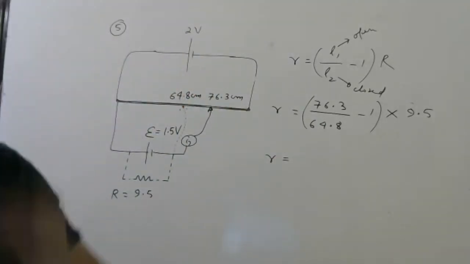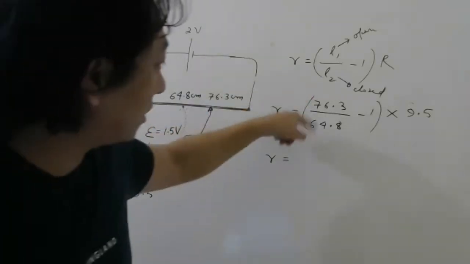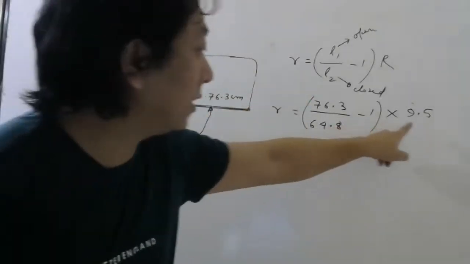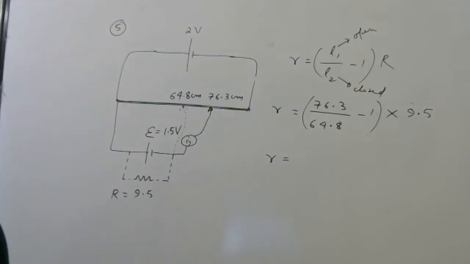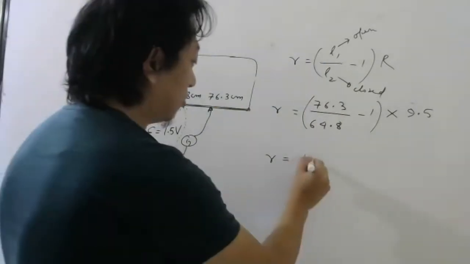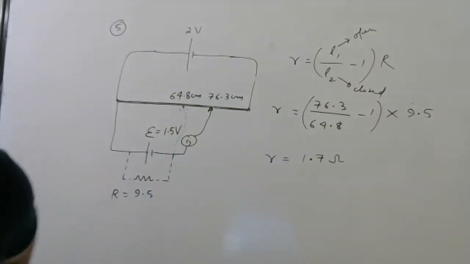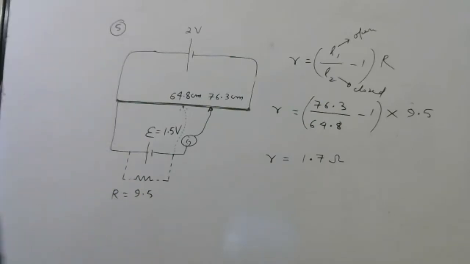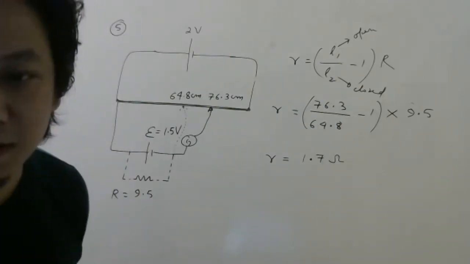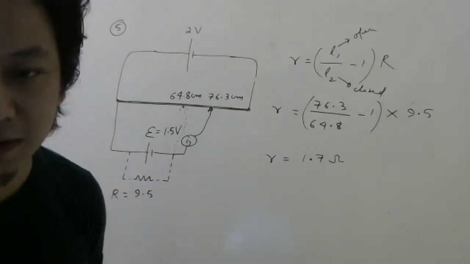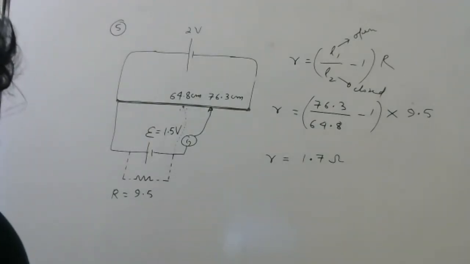Okay, how much will it be? Divide these two first, subtract 1, then multiply with 9.5. If you get the right answer, you should get 1.7. Check once. 1.0615. Vishwas is getting 1.7. Okay. So this completes the numerical exercise. Okay.